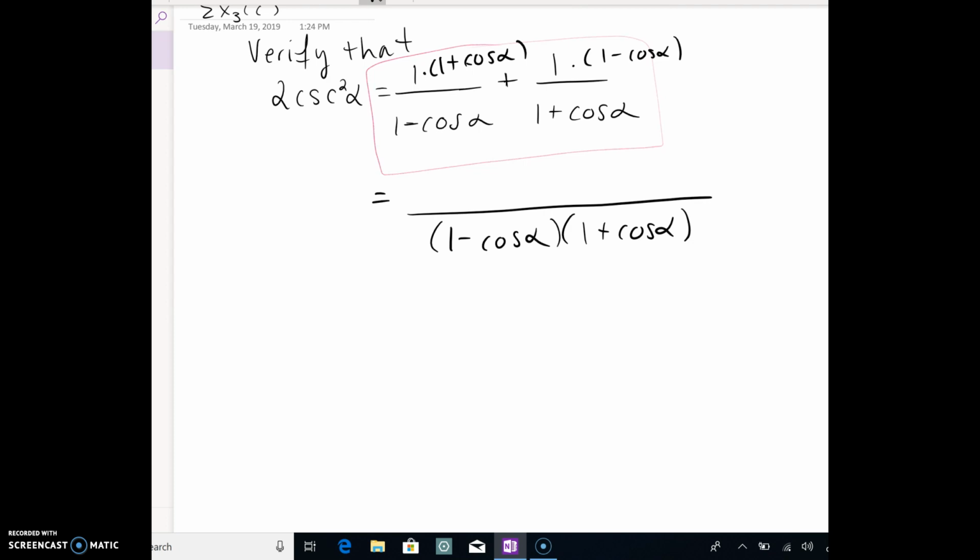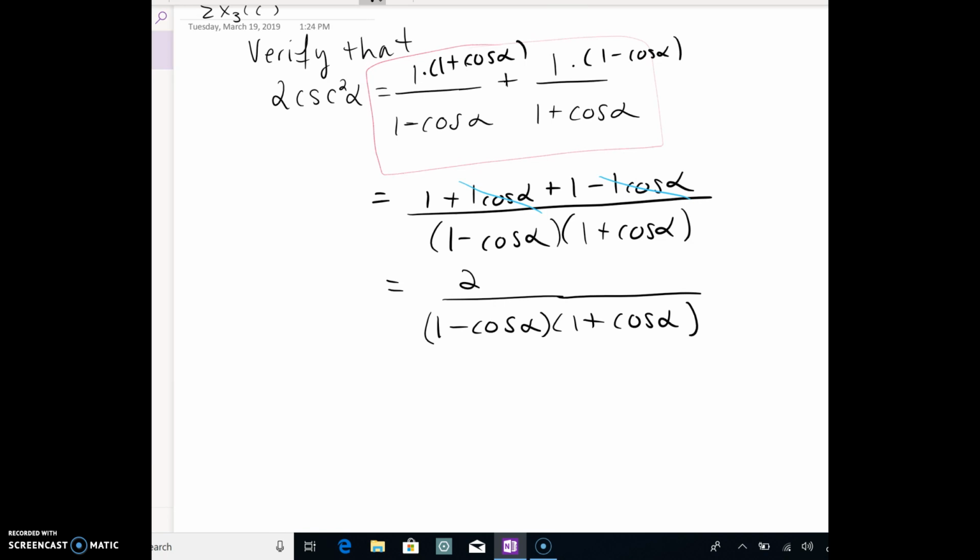Okay, so distributing in, in the numerator we have 1 plus 1 cosine alpha for the first term, and then we have 1 times 1 minus cosine alpha, which is the same thing as saying 1 minus 1 cosine alpha. Notice what happened in the numerator. These terms, the 1 cosine alpha and minus 1 cosine alpha, are going to cancel, and we're left with 2 divided by 1 minus cosine alpha times 1 plus cosine alpha.